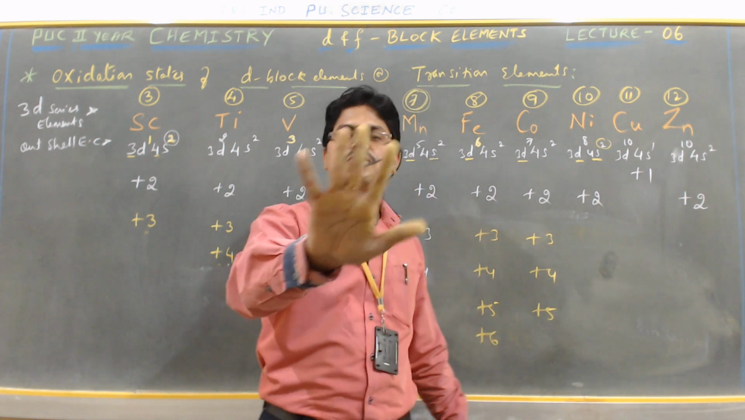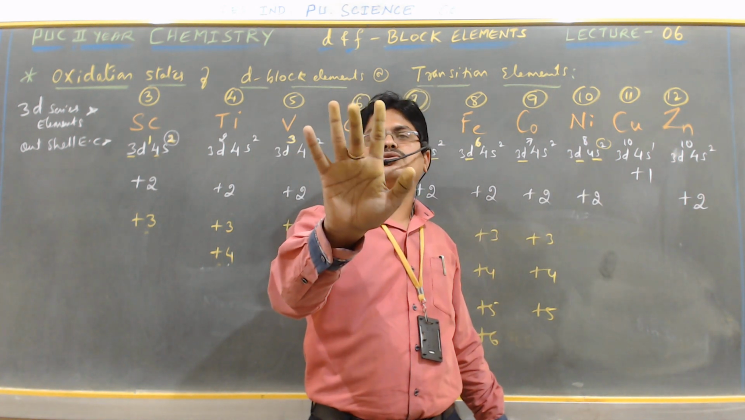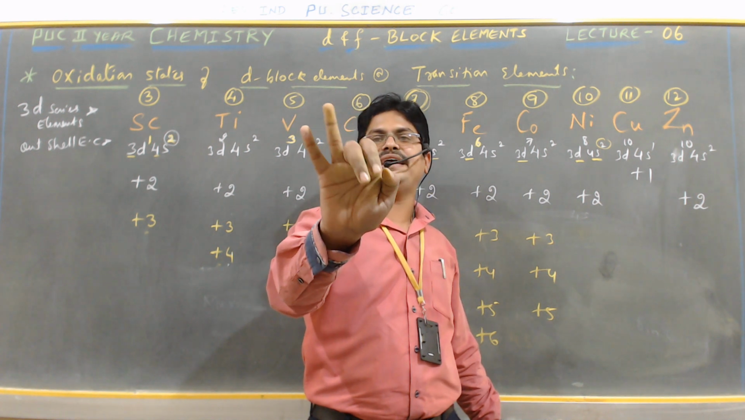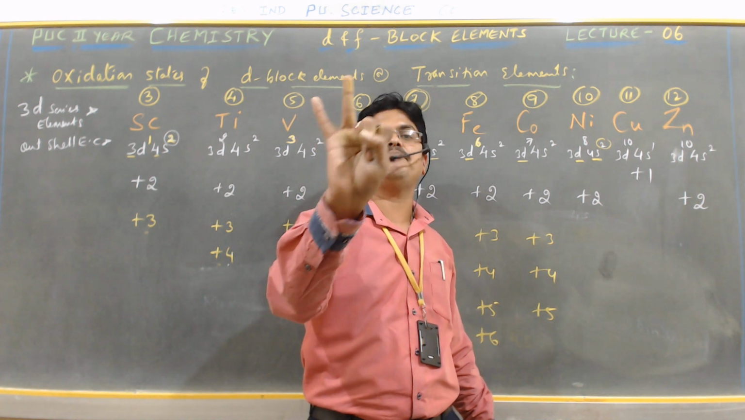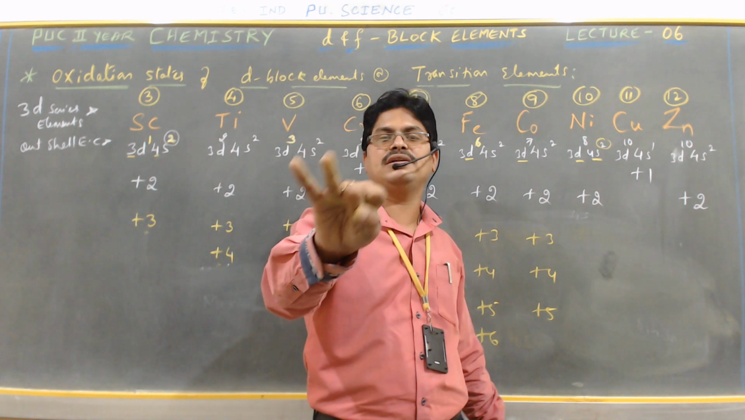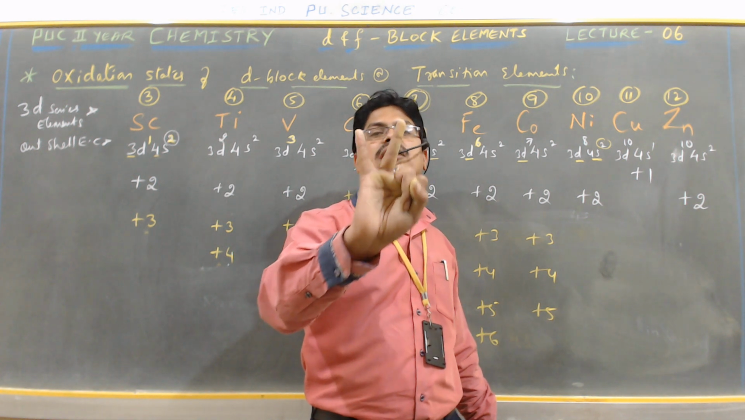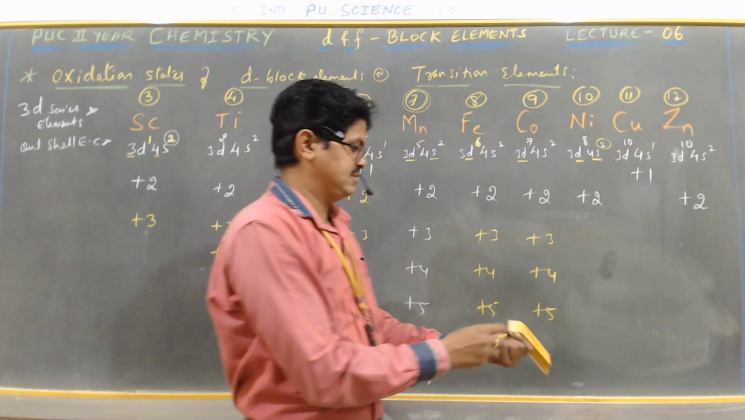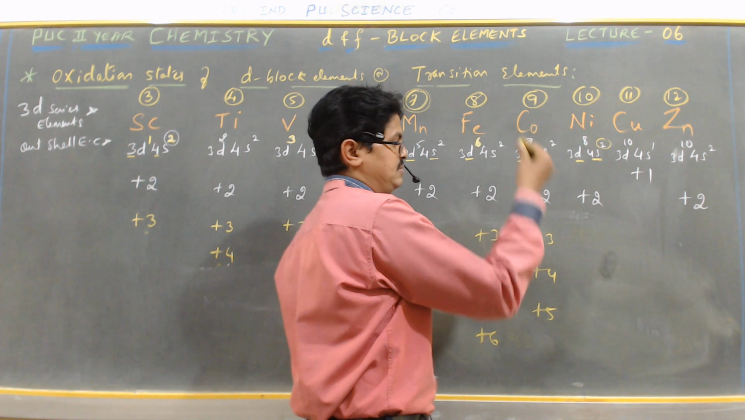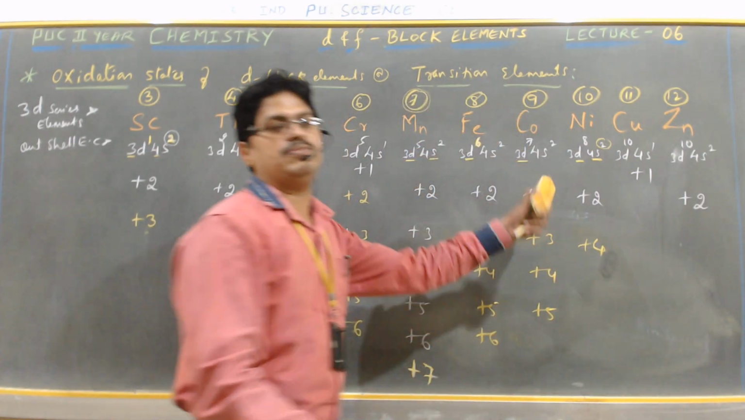In those 5 orbitals, d8 means 1, 2, 3, 4, 5 electrons, then 6, 7, 8, so 3 orbitals have paired electrons. So how many unpaired electrons are there? Only 2 unpaired electrons. Hence I can consider only 2 unpaired, that is 2 plus 2, which means plus 4.